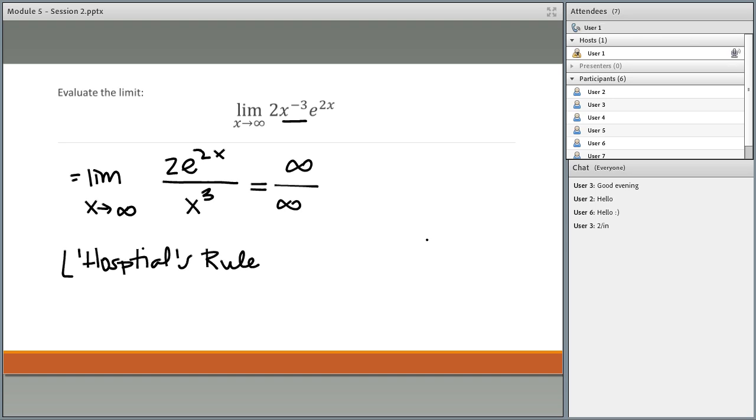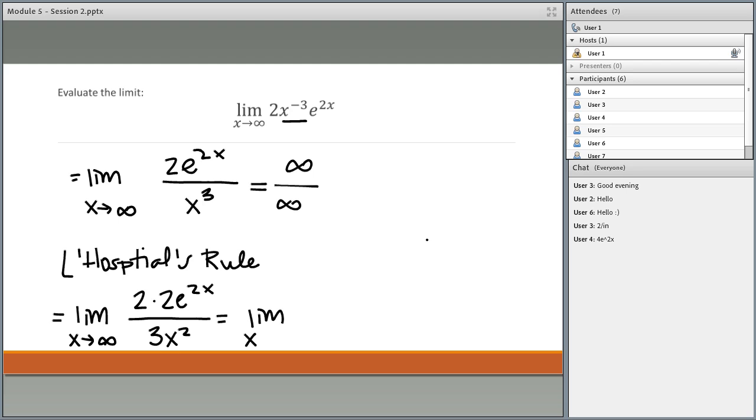So I can take the derivative of the numerator, the derivative of the denominator, and then simplify. So what is the derivative of the numerator? Well, the 2 stays where it is. And then what? Great, so I have an extra 2, because the derivative of e to the 2x is itself, but then times the chain rule says times the derivative of 2x, so I get 4e to the 2x. I'll simplify that in the next step. And in the denominator, I get 3x squared. So I have the limit as x approaches infinity of 4e to the 2x over 3x squared.